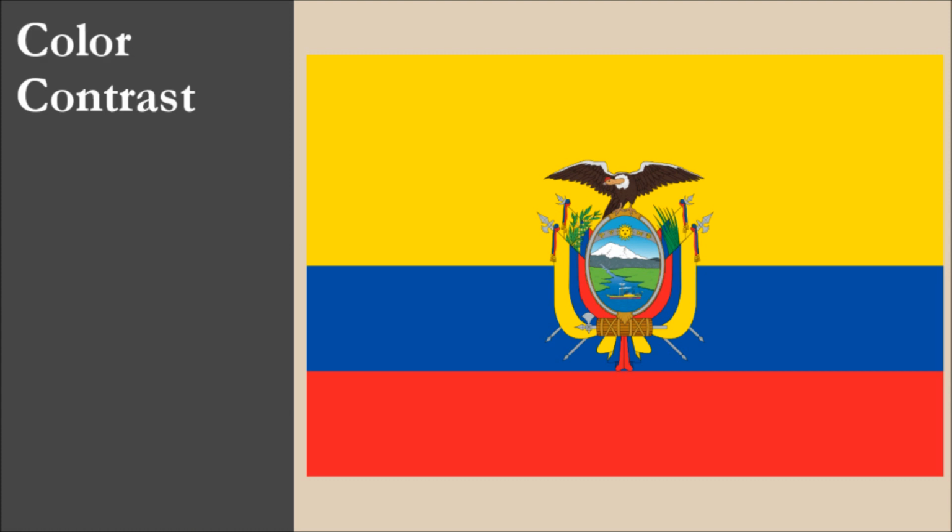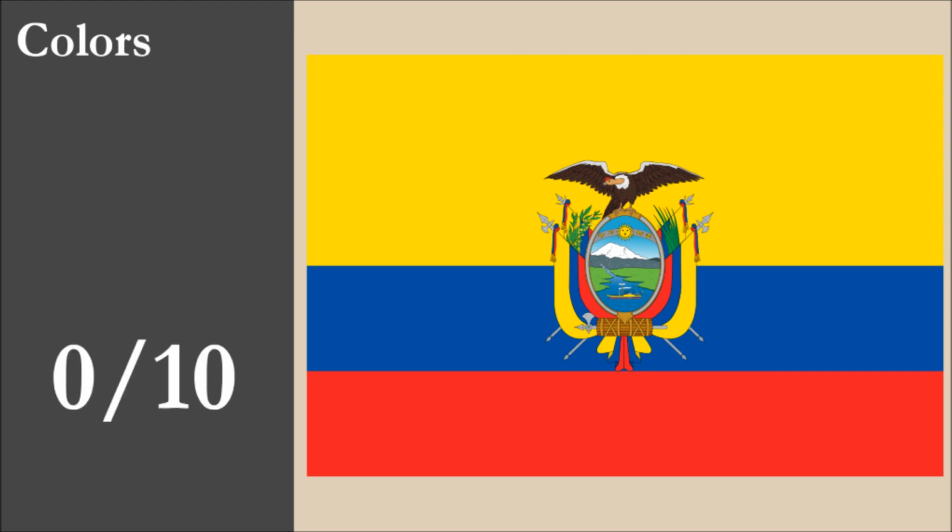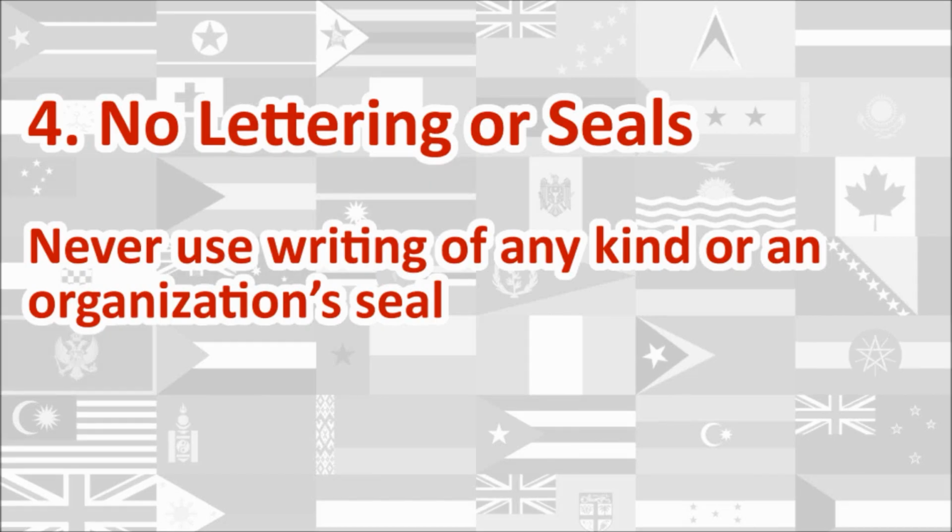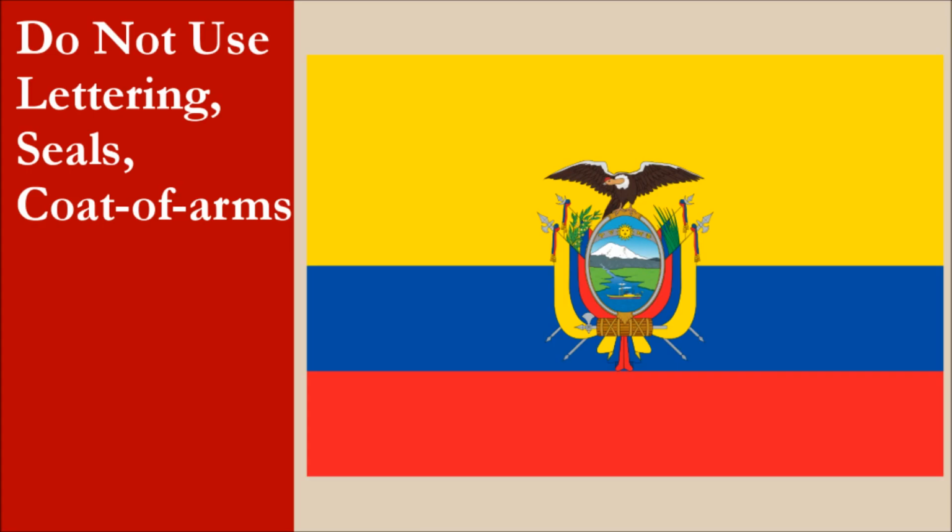With contrast, there's an issue with the blue and red stripes. There are also numerous contrast issues within the coat of arms. Overall for color, the flag gets 0 out of 10. The flag bears the national coat of arms of Ecuador. The coat of arms is highly complicated. For this principle, the flag scores 0 out of 10.